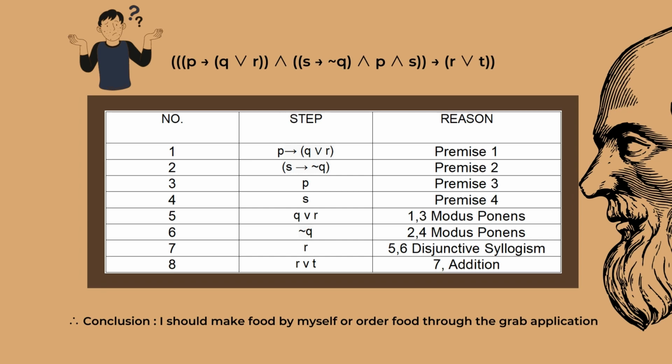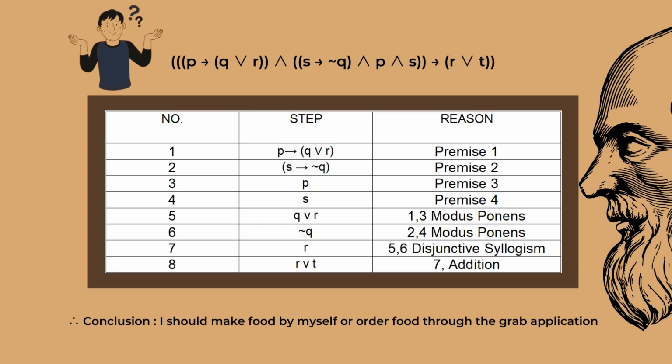Number 1. P conditional Q or R is premise 1. Number 2. S conditional not Q is premise 2. Number 3. P is premise 3. Number 4. S is premise 4. First, we use number 1 and number 3 according to the rule modus ponens, and we get Q or R. We label it as number 5. Second, we compare number 2 and number 4 according to modus ponens again, and we get not Q. We label it as number 6.